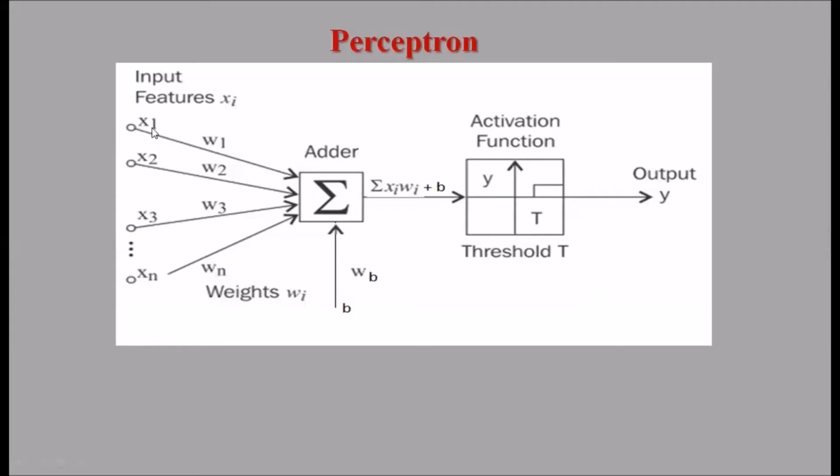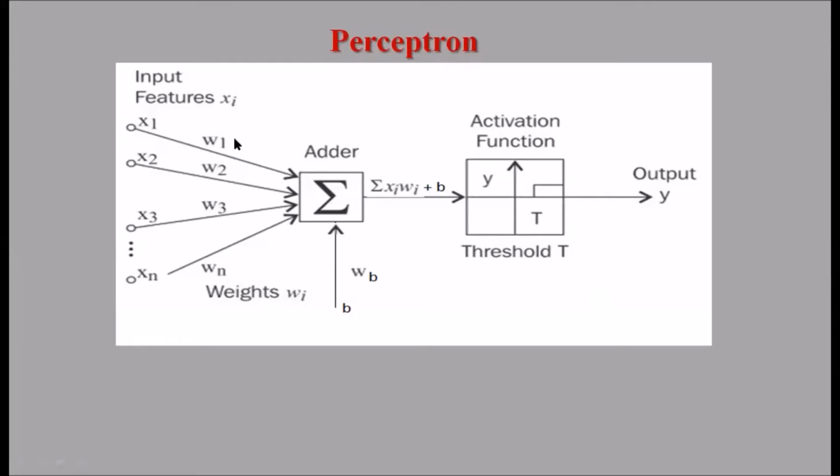So as you know, we can apply number of inputs to this neural network. Here inputs are shown as x1, x2, x3, xn. So number of inputs can be applied here. These inputs are connected to adder circuit. So each input is multiplied by some weight. Here weights are shown as W1, W2, W3 up to Wn. So each input is multiplied by its weight and then it is given to adder.